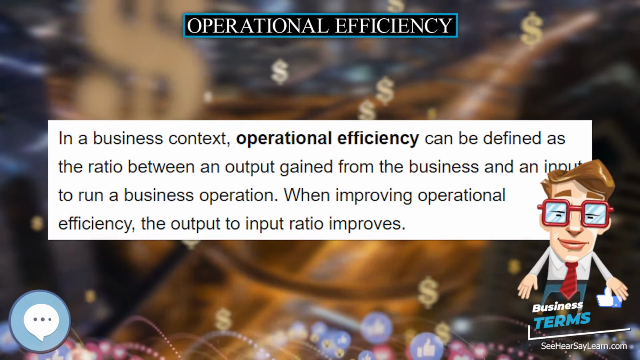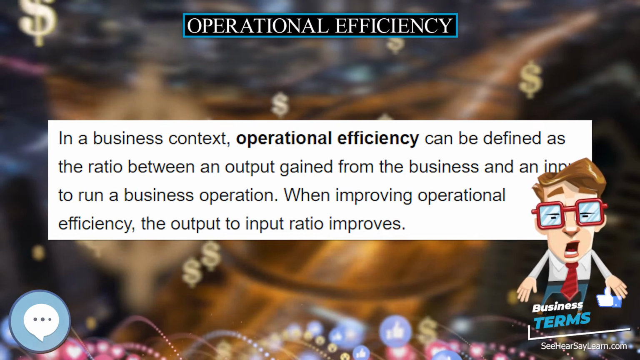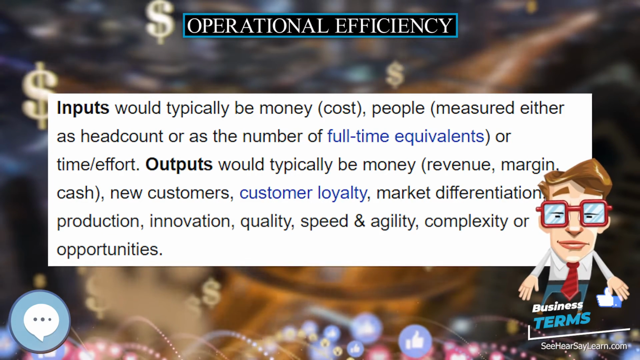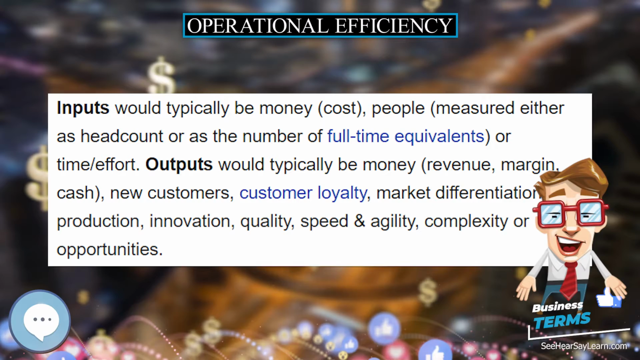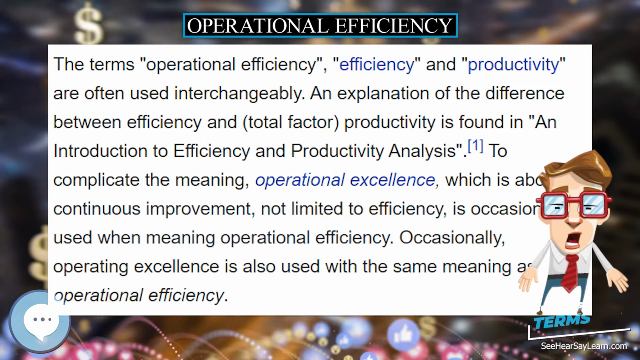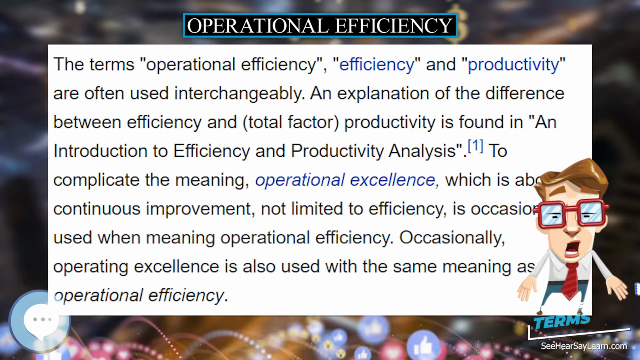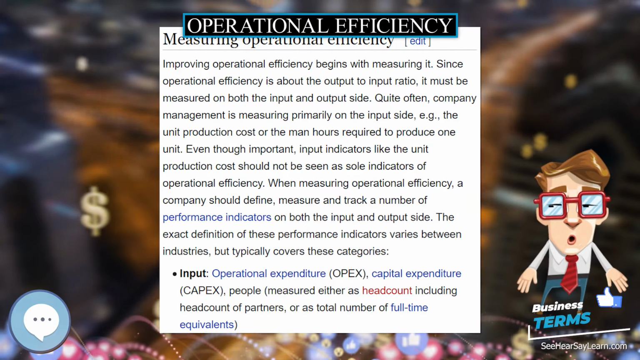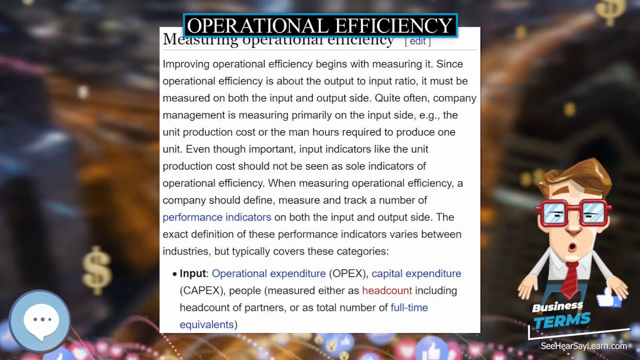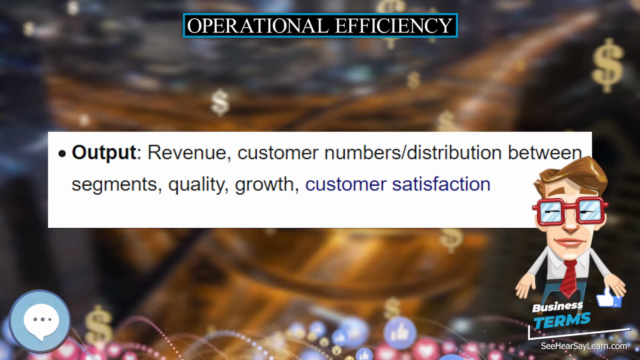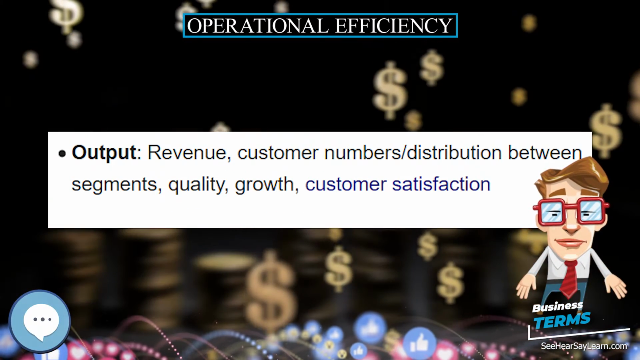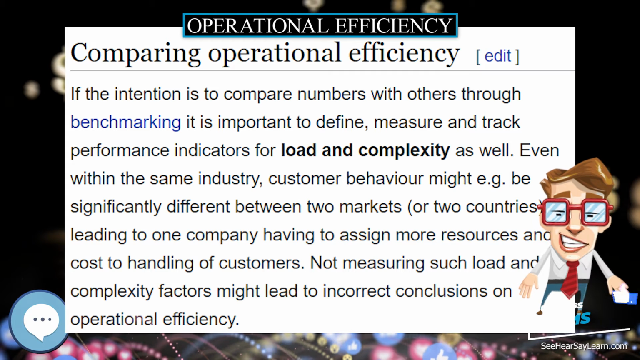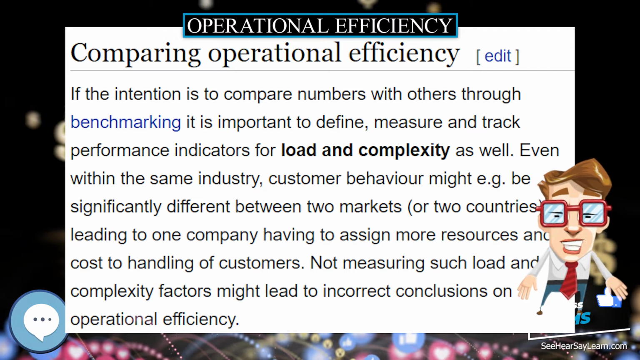Operational efficiency. In a business context, operational efficiency can be defined as the ratio between an output gained from the business and an input to run a business operation. When improving operational efficiency, the output-to-input ratio improves. Inputs would typically be money, cost, people, measured either as headcount or as the number of full-time equivalents, or time/effort.